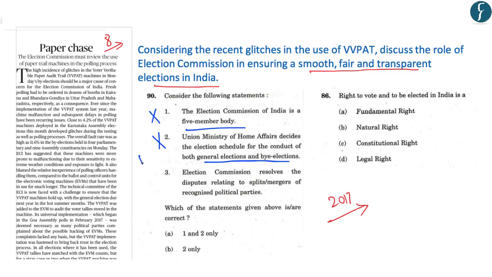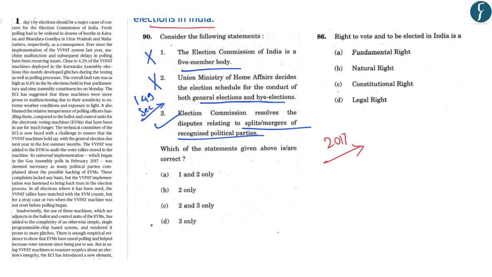As we have already studied about Section 149 of the Representation of People Act. Then it reads, Election Commission resolves the disputes relating to split and mergers of recognized political parties. Yes, the statement is correct. So here the correct answer would be 3 only.